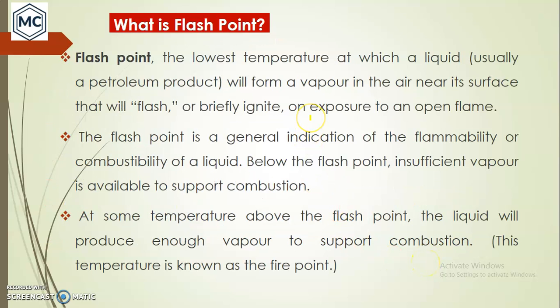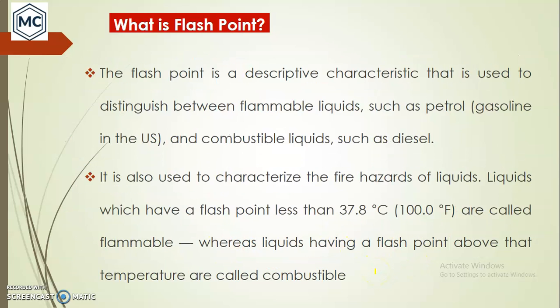So the next topic is what is meant by flash point. Flash point is the lowest temperature at which a liquid, usually a petroleum product, will form a vapor in the air near its surface that will flash or briefly ignite on exposure to an open flame. Flash point is a general indication of the flammability or combustibility of a liquid. Below the flash point, insufficient vapor is available to support combustion. At some temperature above the flash point, the liquid will produce enough vapors to support combustion. This temperature is known as the fire point.